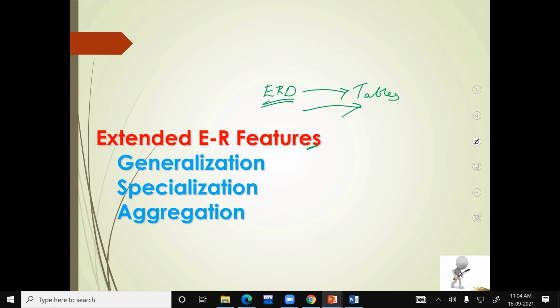Now what we will see is some specialized features in ER diagrams which are optional. You could use them so that your ER diagrams come in a much more standard format. There are three extended features. We call them generalization, specialization, and aggregation. We will see them one by one.